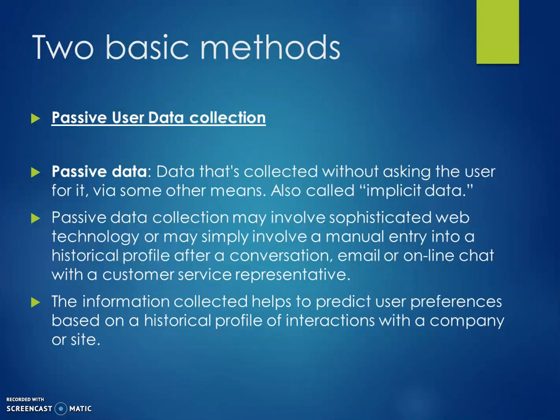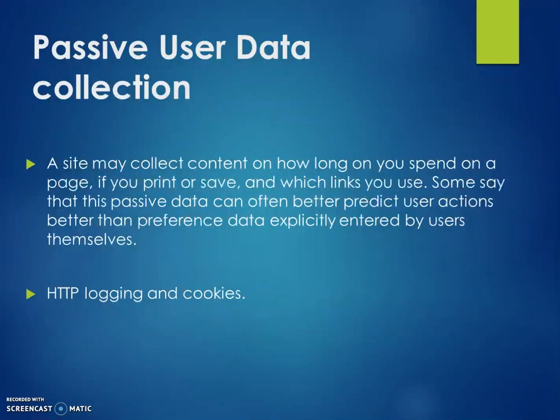This information collected helps us to predict user preferences based on a historical profile of interactions with the company or site. So basically, when you enter a website, the amount of time you stay on that website, the cookies and the HTTP logs, those include passive data collection. These data are collected without the user's intervention. A site may collect how long you spend on a page, if you print or save, or which links you use. For example, HTTP logging and cookies.